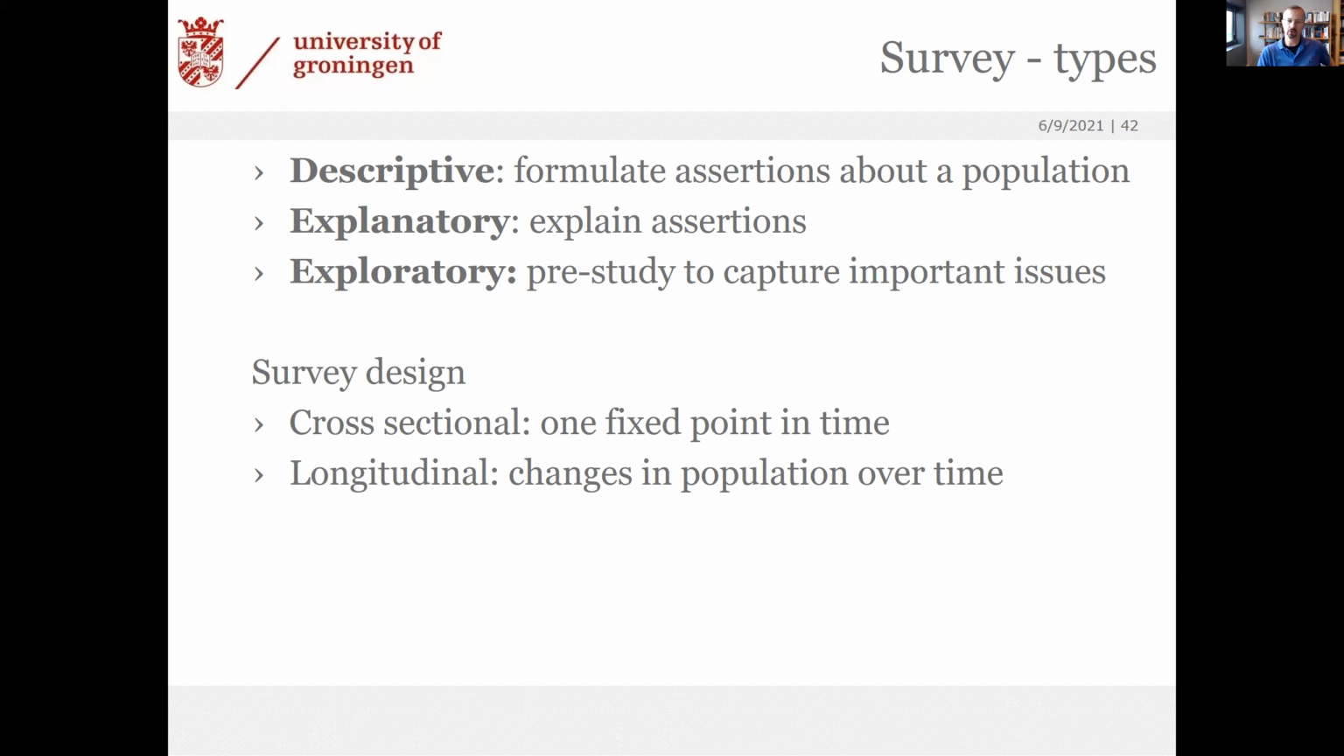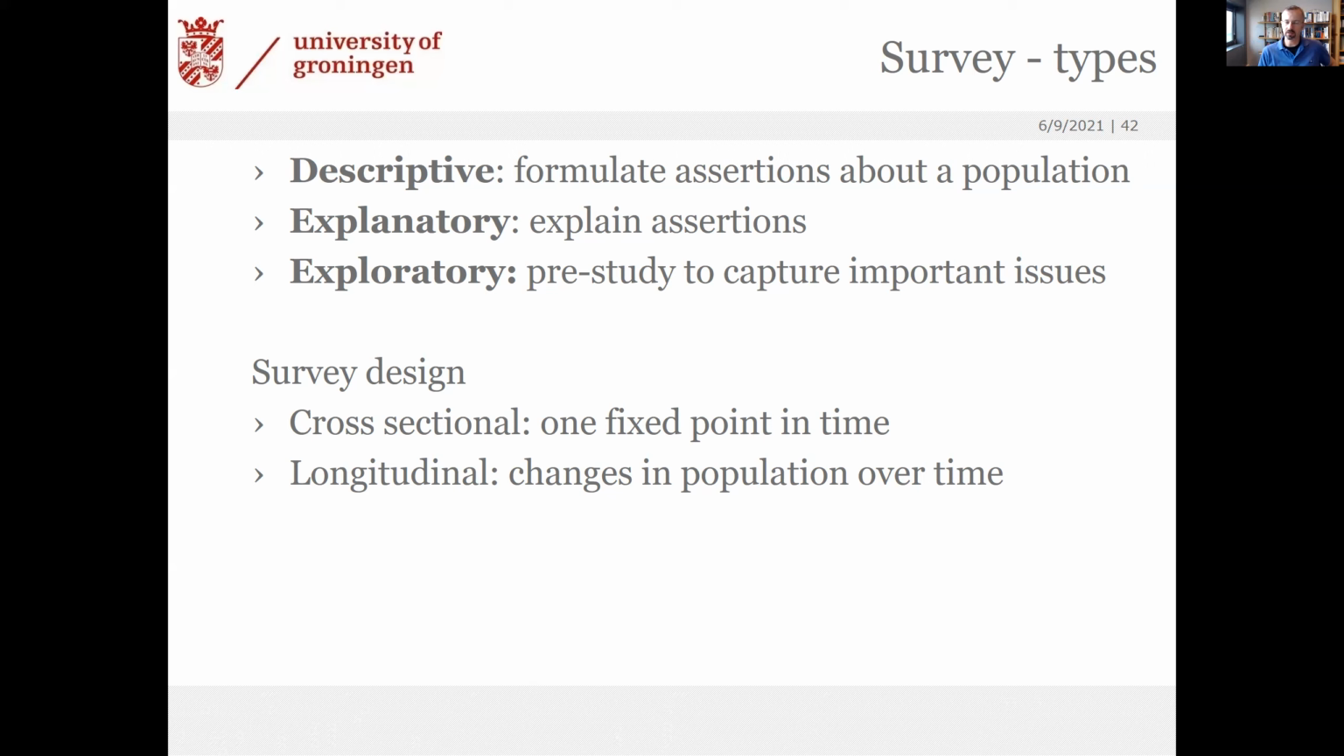Surveys can be either cross-sectional or longitudinal. Cross-sectional means that you just ask people at one given point of time, and that's it. Longitudinal, you can do this over a period of time, so you can ask them today, and then a year later, and then 2 years later.